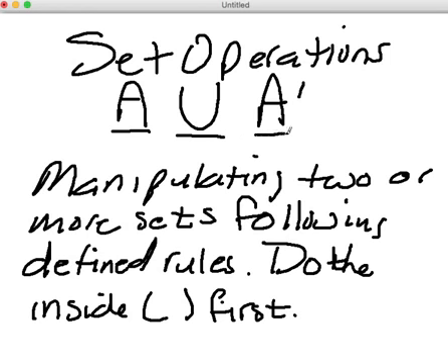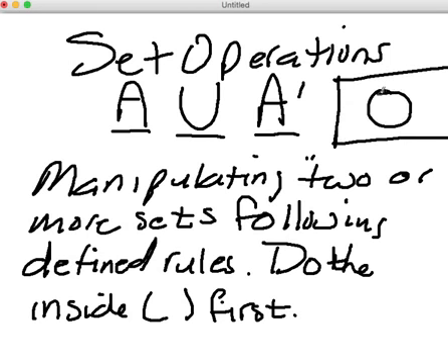And then we talked about the complement of set A. You may remember we had a little picture like this. And here was A. The complement of A is everybody that's inside the rectangle but not in circle A.